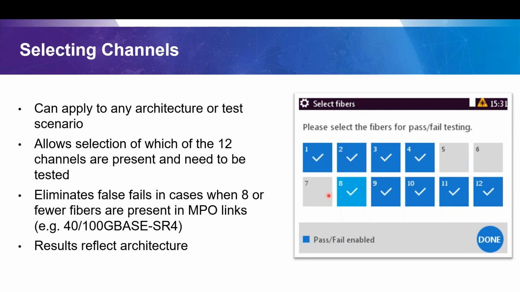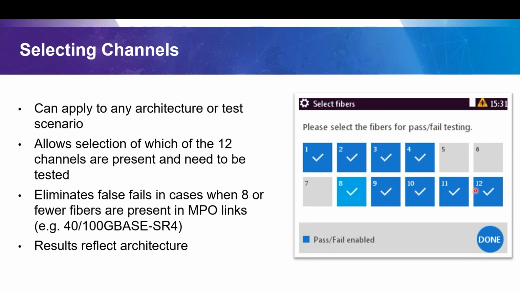Also, when you do turn off 5, 6, 7, and 8, the tester is going to give you pass and fail results. So even if you've got a 12 fiber MPO, it's only going to give you pass or fail criteria based on the first 4 and whichever ones you have turned on. So in this case, the last 4. It'll still measure and test 5, 6, 7, and 8, but it's only going to give you your pass or fail criteria based on the ones you have turned on.